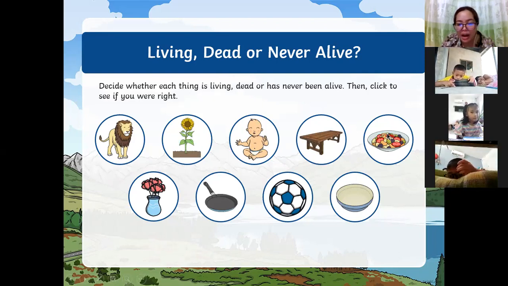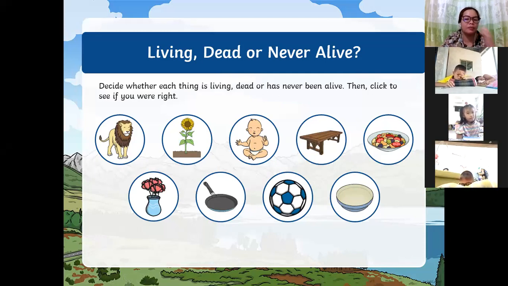How about this one? Food. Very good. But it's a vegetable food. What do you think is this? Living, dead, or has never been alive? Dead. Very good. Because they came from the plant, but this plant was dead already because it became a vegetable food. So that's why it's dead.